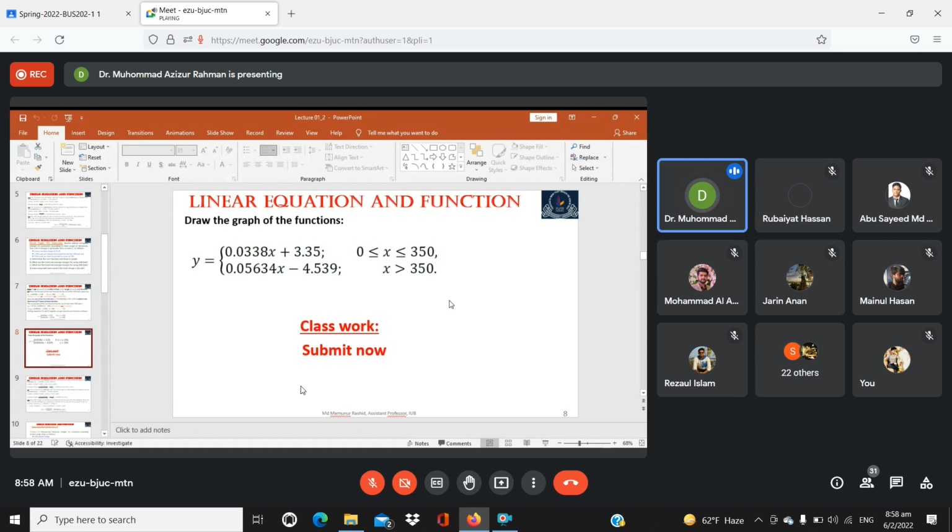So the first point you can get until 350 kilowatt hour. Next point you will get anything above 350. So we are getting two points. Just draw the graphs. You need to draw the graph and show the points, the coordinates of the points in the graph. First point, second point.